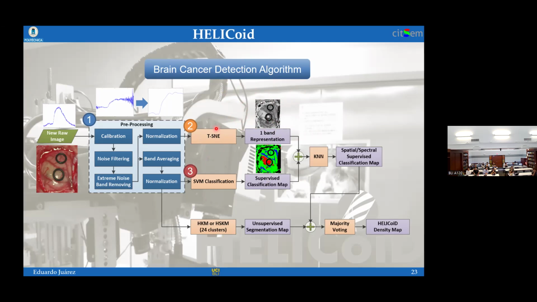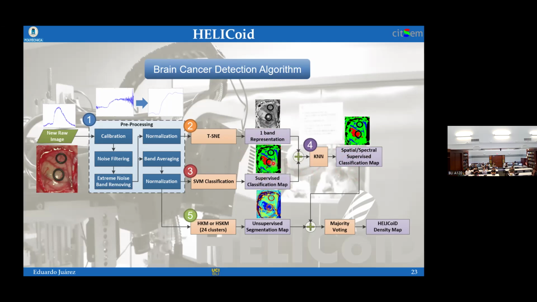Then we use supervised classification. We use a support vector machine, and with that we get probabilities: what is the probability that this pixel belongs to this class, or to this class? With that, we get a supervised classification map. What happens is that this map is really noisy. It is difficult to make decisions from it. So we add one stage here, the nearest neighbor filter, and with that we are able to obtain the spatial-spectral supervised classification map, which is a kind of smooth classification map.